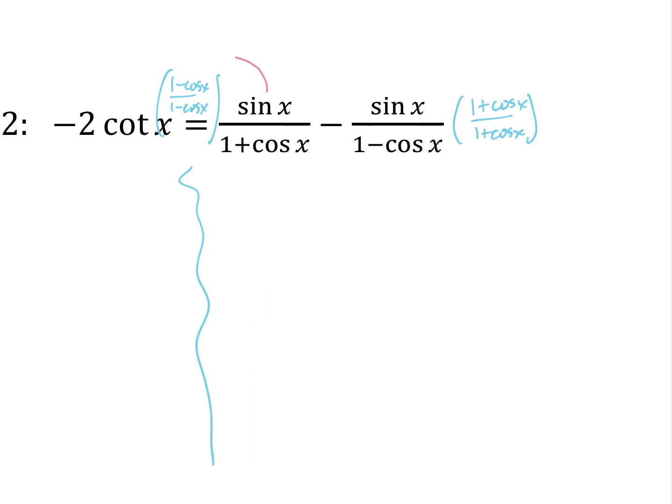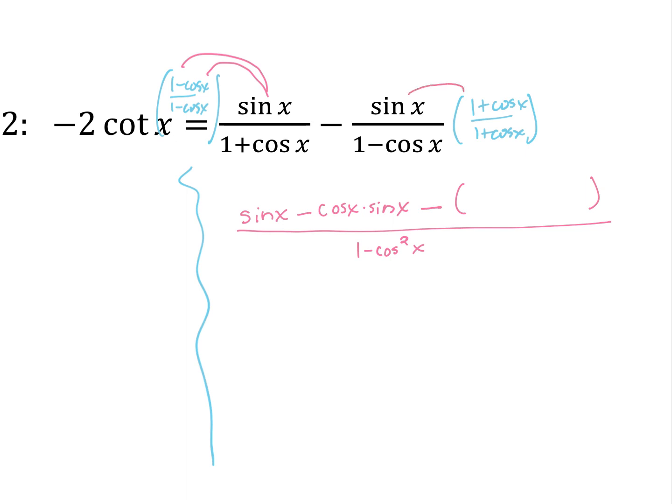Okay, so I'm multiplying this sine times each of those terms. So think about what we get. We get sine x minus cosine x times sine x. And then we have minus this whole quantity. And we're over our common denominator, which if we FOIL that out, we're going to have 1 minus cosine squared x. So we'll get to that in a minute. But let's look at what we get when we distribute here.